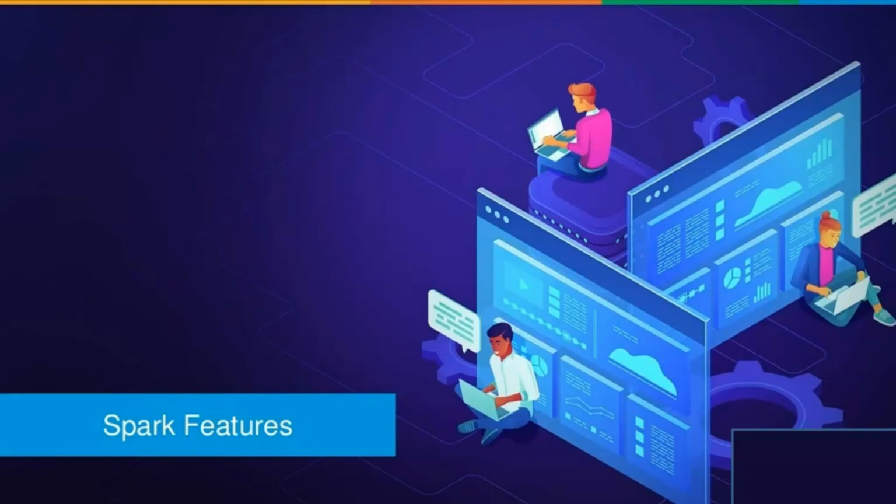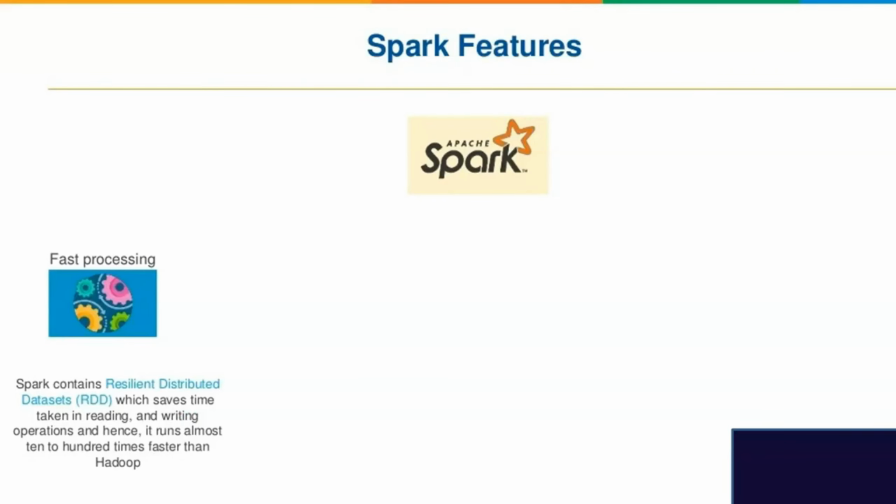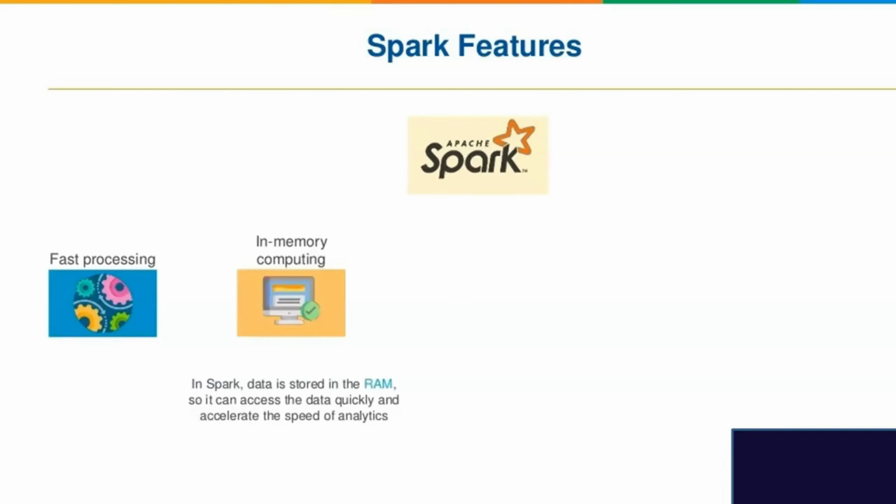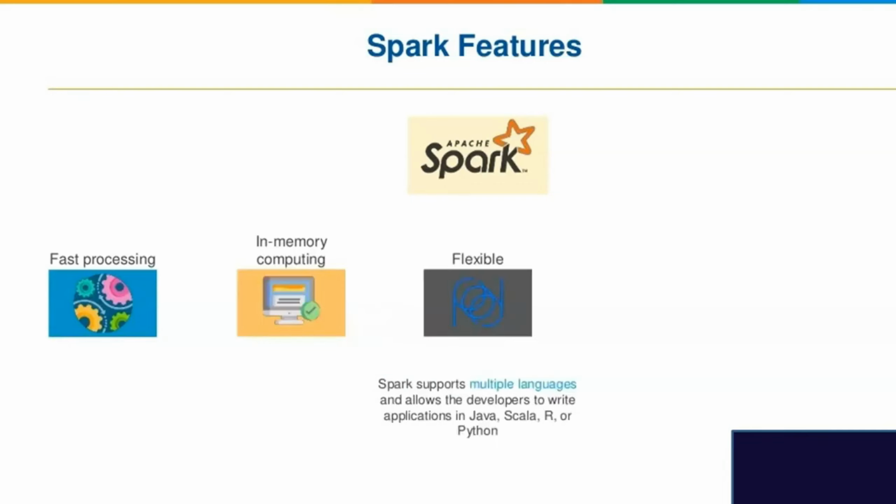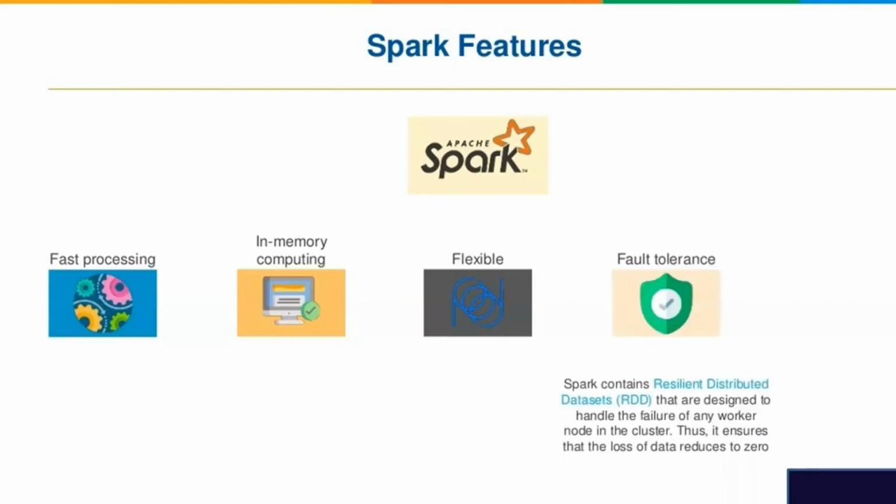Let's talk about more features of Spark, that is RDD for fast processing. Apache Spark has Resilient Distributed Datasets, which save the time taken in reading and writing, and it runs almost 10 to 100 times faster than Hadoop. As I said, it's in-memory processing, flexible, and fault tolerant because of Resilient Distributed Datasets, and resilient is lineage in nature. Also, RDDs ensure the data is actually stored with some information, and because of their lazy evaluation process, it is more fault tolerant.